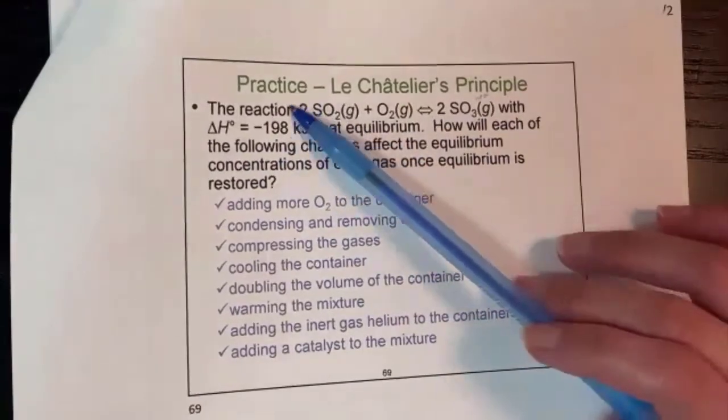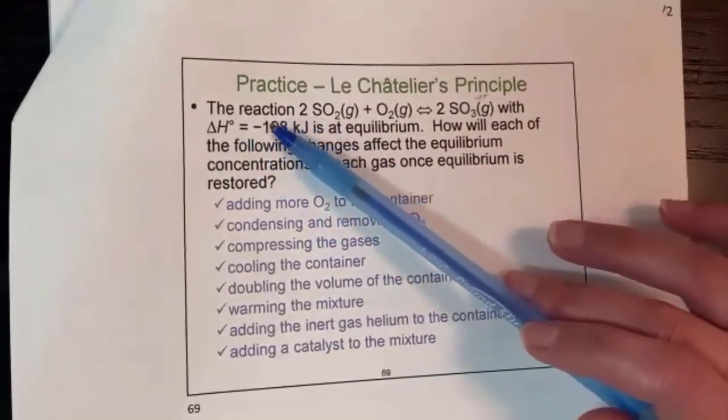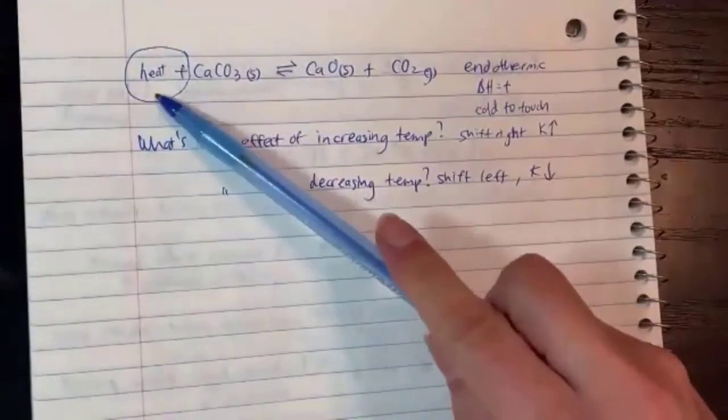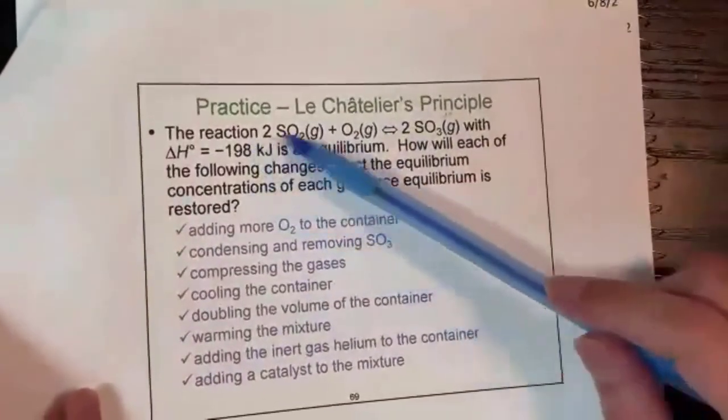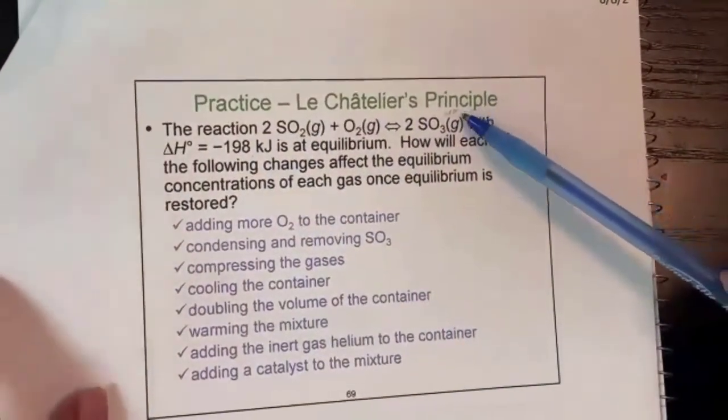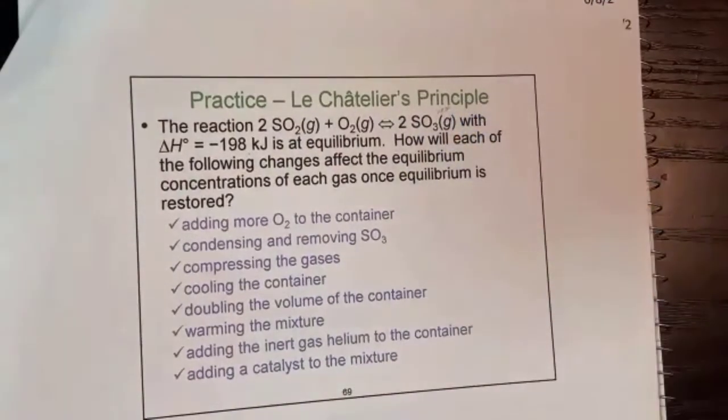Because it's negative here, it means it's exothermic. And the question we just had was endothermic, right? So the heat was on the reactant side. This one is negative, so the heat goes on the product side. So I wrote a little heat here. But just remember the heat is on the product side for this question, okay?